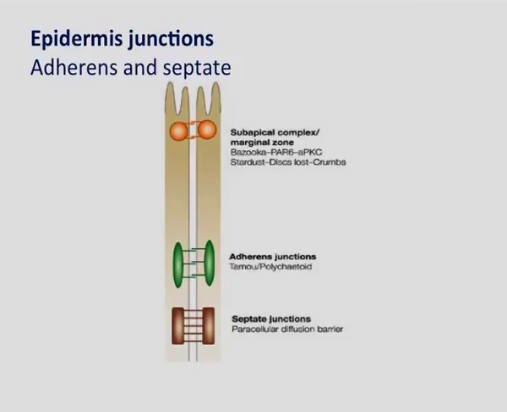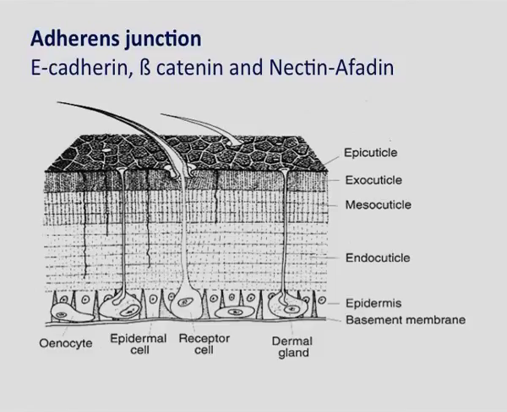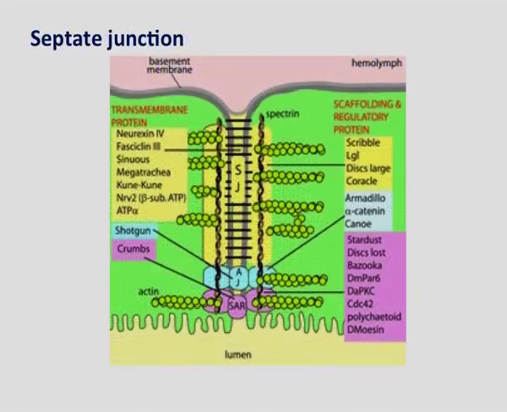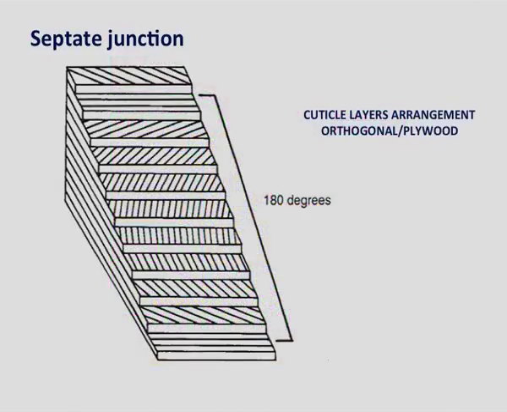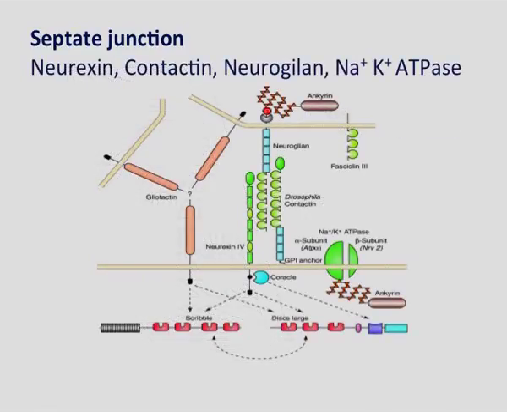These are formed by transmembrane and actin binding proteins. The adherens junction is formed by E-cadherin and beta-catenin. It also contains nectin and afadin for regulating the epithelial organization. The septate junction is ladder-like and has cross bridges between epidermal cells with a 20 nanometer gap. It contains transmembrane proteins like neurexin, contactin, neuroglian and sodium potassium ATPase. Sodium potassium ATPase acts as a diffusion barrier.